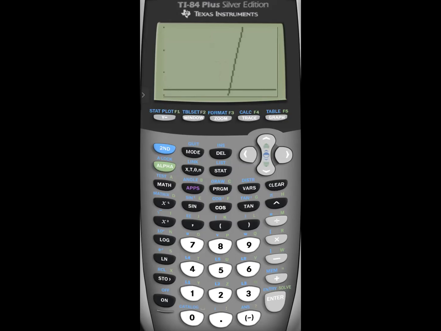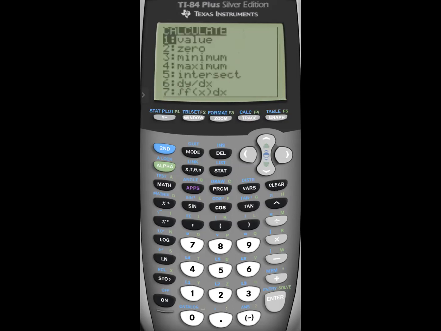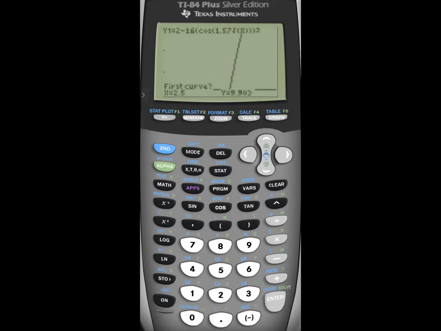Okay, so I'm going to hit second calc and find an intersect. First curve, second curve, and then make a guess. It's close enough. I'm getting 2.7625.